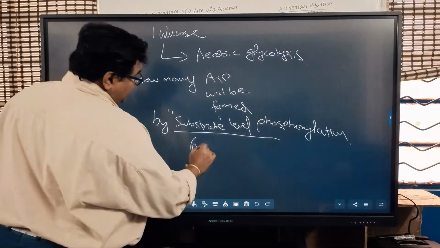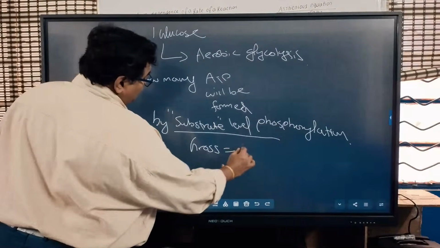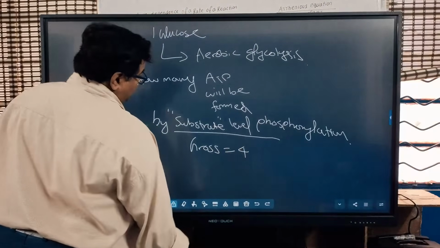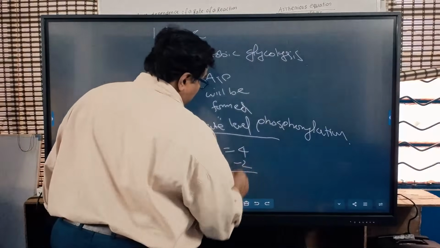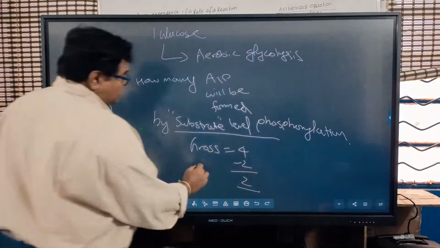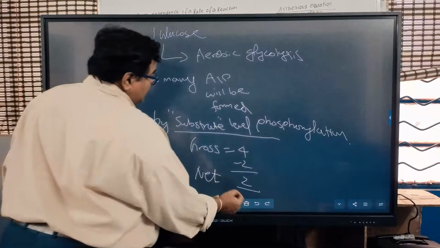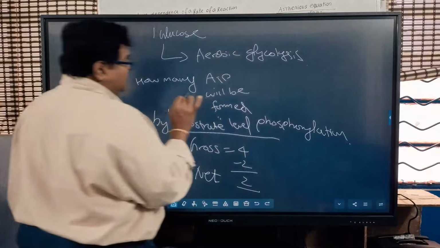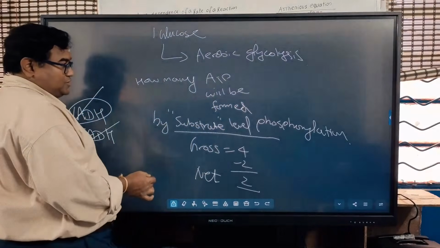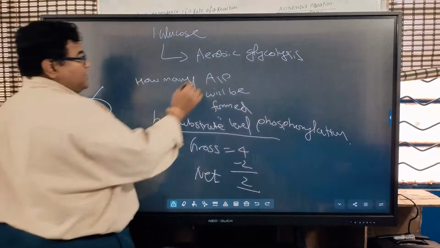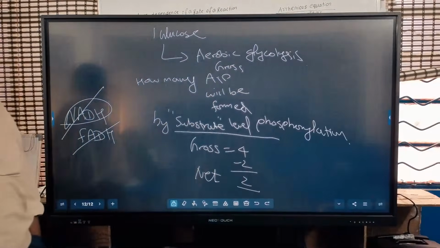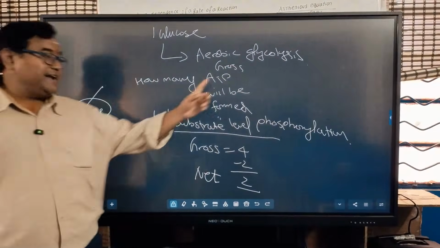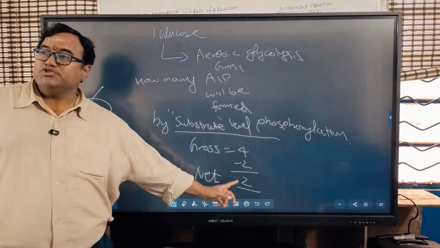So the gross ATP formed is 4, and the ATP used in glycolysis is 2, so you will be getting a net. In the NEET exam, if they ask how many ATP will be formed by substrate level phosphorylation, and they use the word gross, it is 4. If they say net, it is 2. Minus 2 is what? Used.